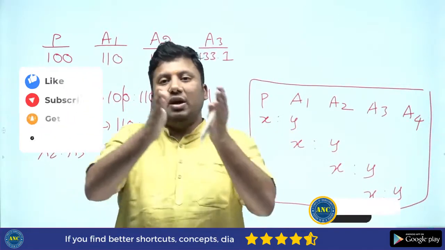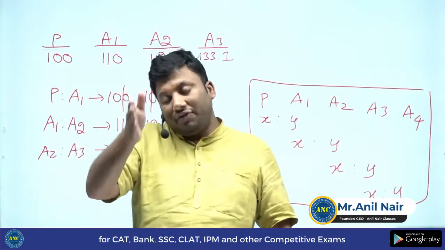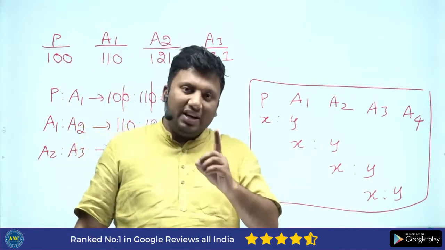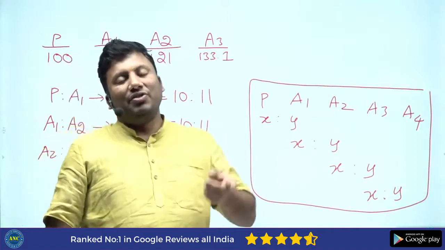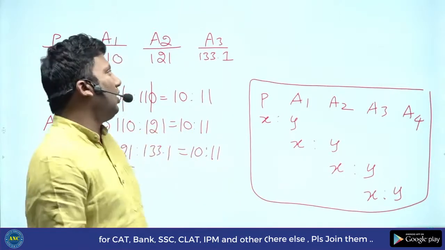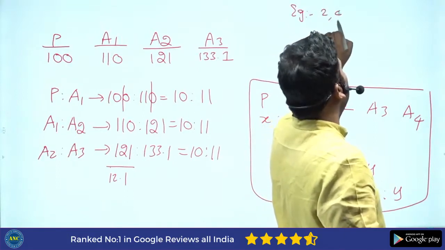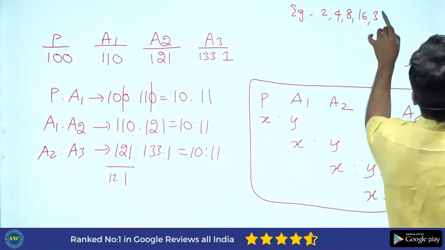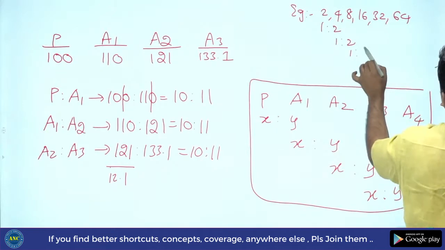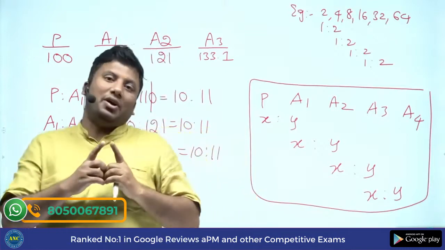Amount after 2 years, amount after 3 years. If it is in the ratio 2 to 3, then A5 to A6 is also in the ratio 2 to 3. If the series is in geometric progression, the ratio between consecutive terms is the same. Best way to solve it: because it is in geometric progression, take a series 2, 4, 8, 16, 32, 64. These are in the ratio 1 to 2. Are you all with me? This is an extremely important concept.